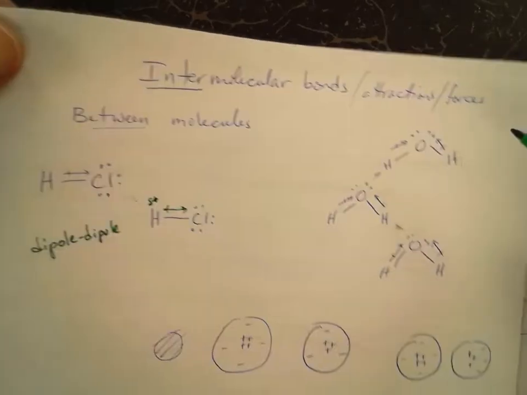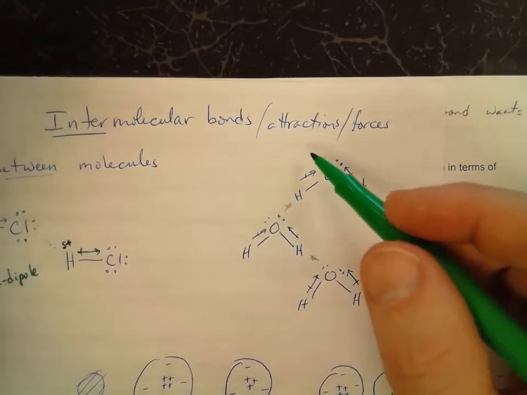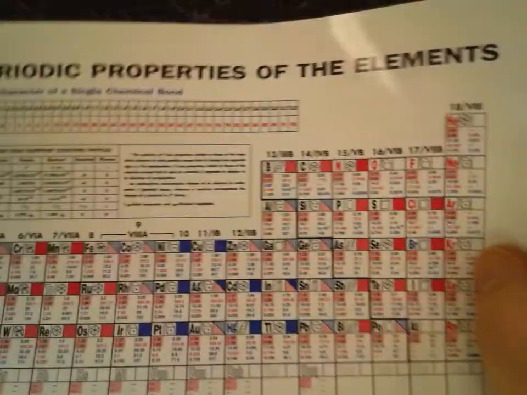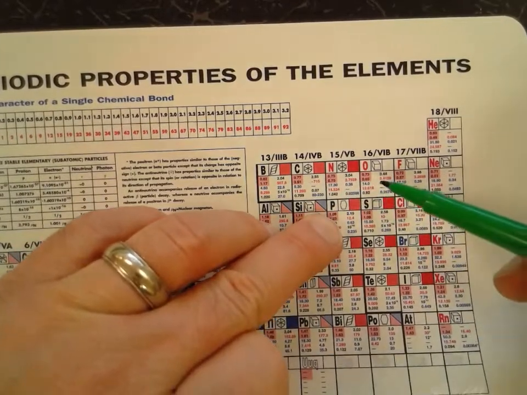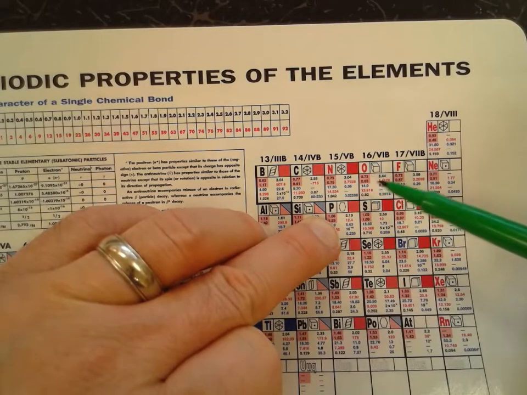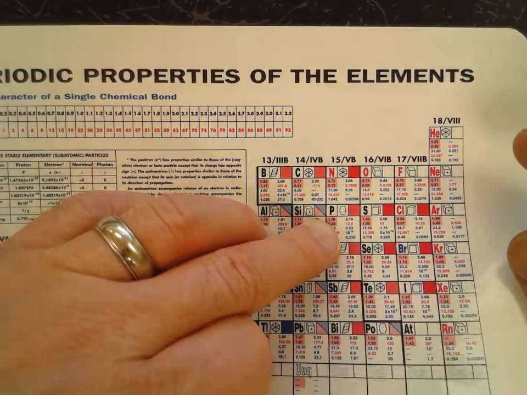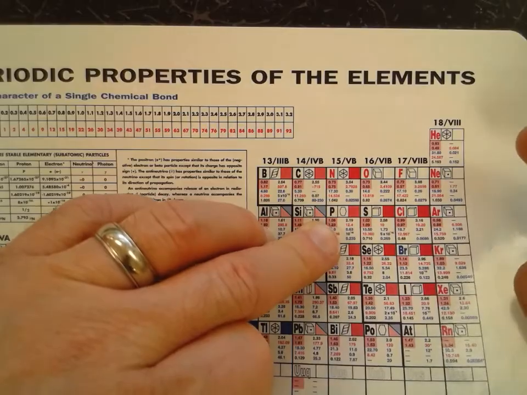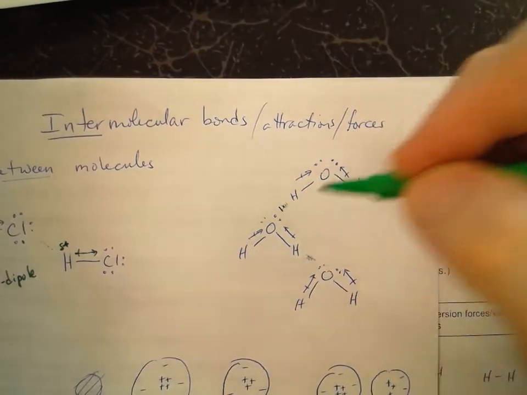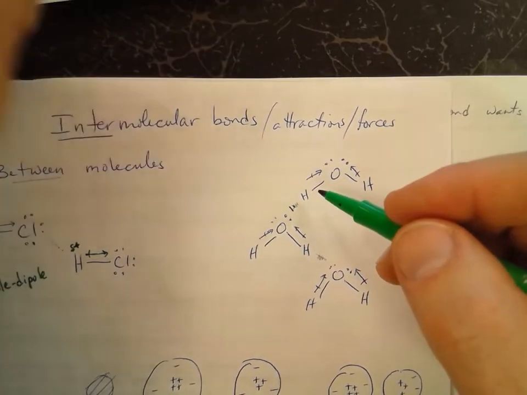There's a special subcategory of dipole-dipole ones. So these are our dipole-dipole attractions here between oxygen and hydrogen. But because oxygen, again, is in this second period, we're going to say if it's between nitrogen and hydrogen, oxygen and hydrogen, or fluorine and hydrogen, that qualifies for a special subcategory of dipole-dipole intermolecular bond that we call a hydrogen bond. So since those are more strong, that makes water have a higher melting point and a higher boiling point.